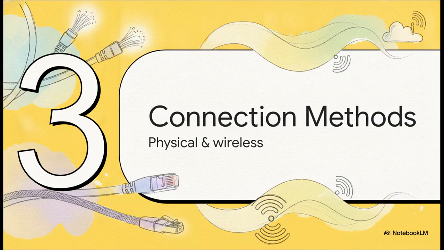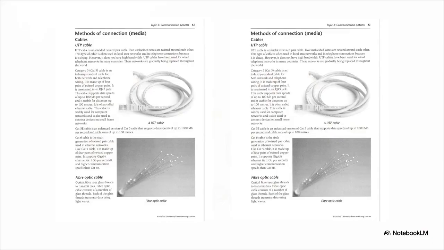All right, Section 3, Methods of Connection, the physical and wireless pathways. So there are some pretty stark physical differences in the cabling we use. On one side, you have the standard UTP, or unshielded twisted pair cable. This relies on good old-fashioned copper wires twisted together. But then, on the other side, you've got the totally futuristic look of a fiber optic cable.